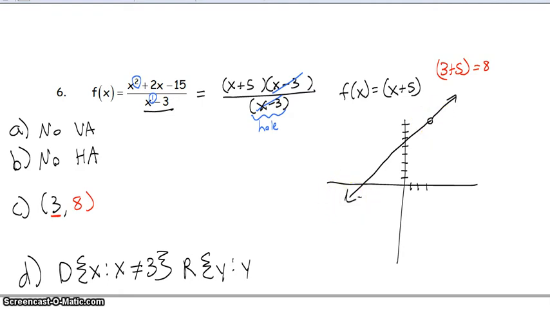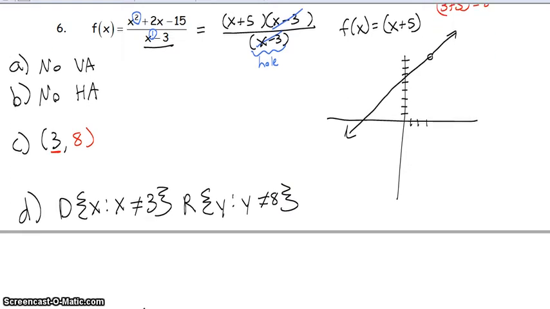Notice how there's no vertical or horizontal asymptotes. The end behavior is just going off forever. The range restriction, though, is that there's no y value at this hole, so y cannot be 8. So that is number 6 on worksheet 2. Let's do number 8.